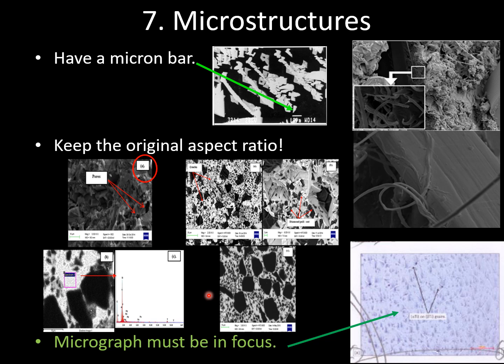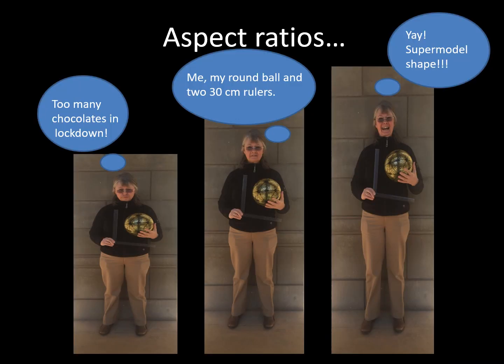Remember, in the last presentation I talked about analyzing the sizes of things. You must analyze things that are at least 2 microns across, so that you think you are analyzing what you think you're analyzing, and it's very easy to fall into that trap. Here's a micrograph that isn't even in focus. Very bad. Always have things in focus.